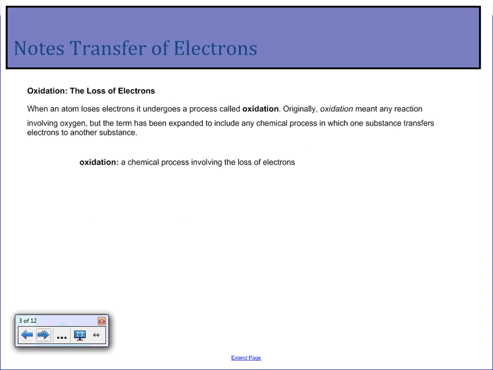Now, oxidation is the loss of electrons. When an atom loses electrons, it undergoes a process called oxidation. Originally, oxidation meant any reaction involving oxygen, but the term has been expanded to include any chemical process in which one substance transfers electrons to another substance. So the definition says, again, a chemical process involving the loss of electrons, okay? That's the most important part there.